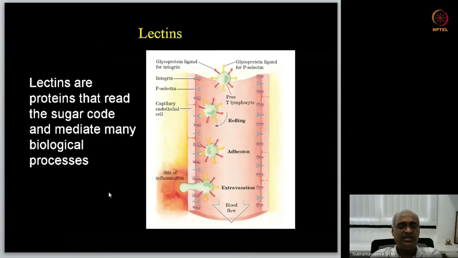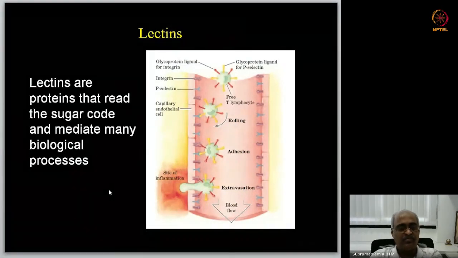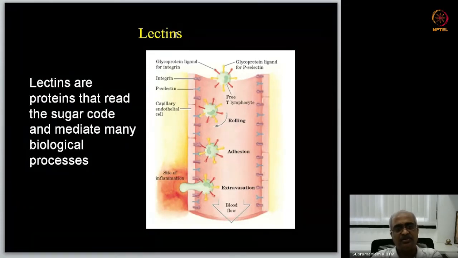Now, I told you that these carbohydrate moieties, which are small oligosaccharides attached to proteins as well as lipids, can provide address tags, and there could be other proteins that bind to the specific sequence of carbohydrates, and therefore they could be the recognizing molecules. Such proteins that recognize specific sequences of oligosaccharides on cell surface glycoproteins or lipids are called lectins. Okay, so lectins are proteins that read the sugar code.